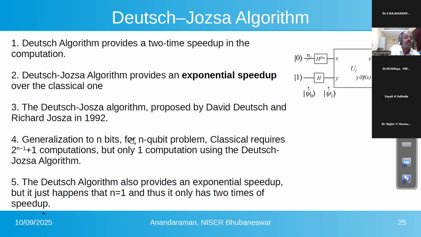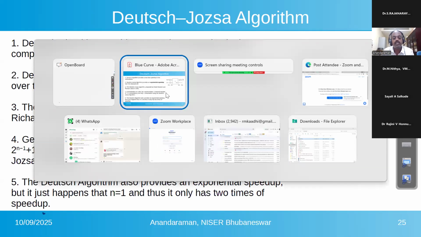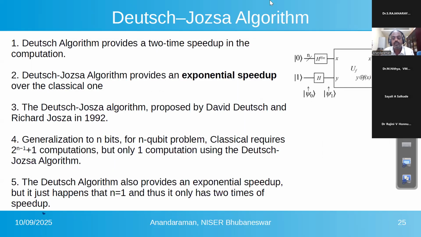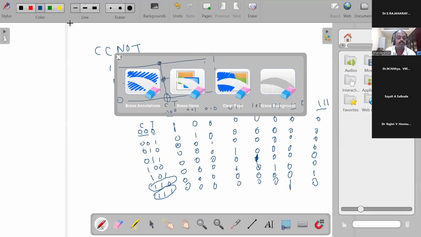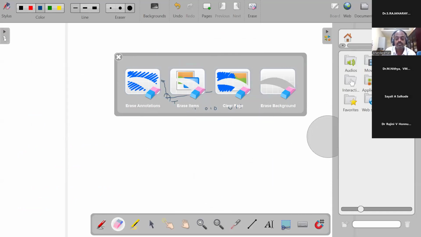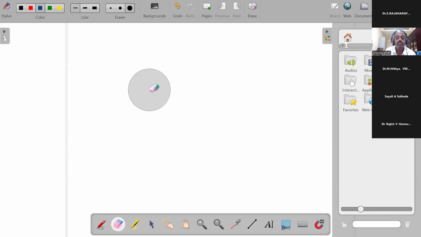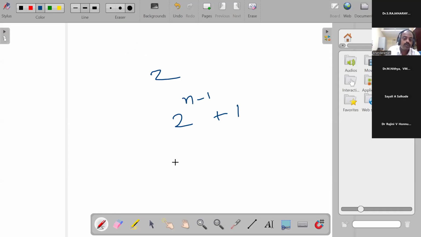For example, if the function has n inputs, it needs 2 power n minus 1 plus 1 possibilities. Here, for 1 qubit, 2 power 1 minus 1 is 2 power 0. 2 power 0 plus 1, that is 1 plus 1. So it requires 2 steps classically.